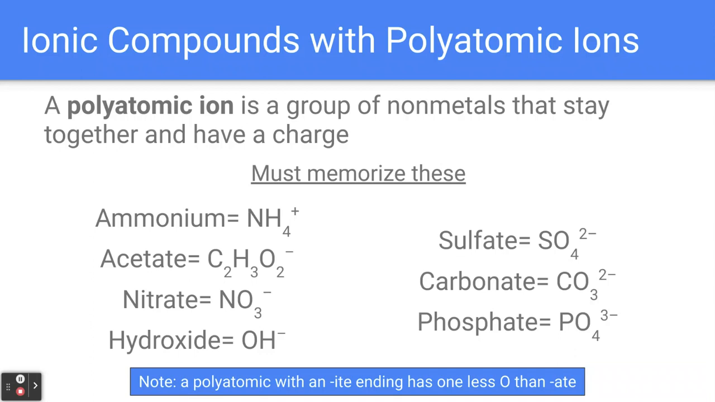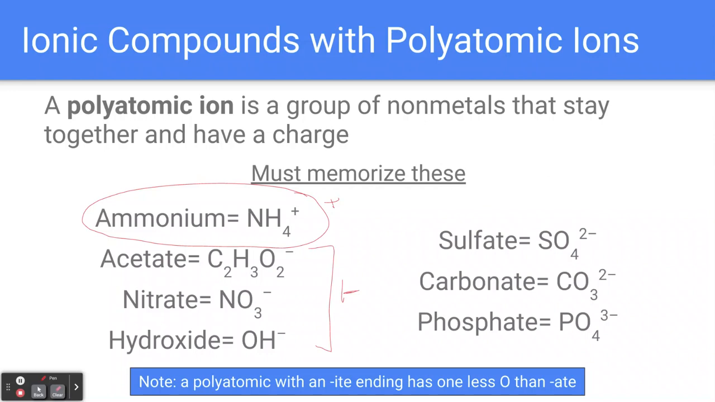So ammonium is the only positively charged polyatomic ion that we have. Pretty much one of the only positive ones we have overall, not even just the ones you have to memorize, but this is our only positive. These next 3 are the -1 charges. So we've got acetate, nitrate, and hydroxide.